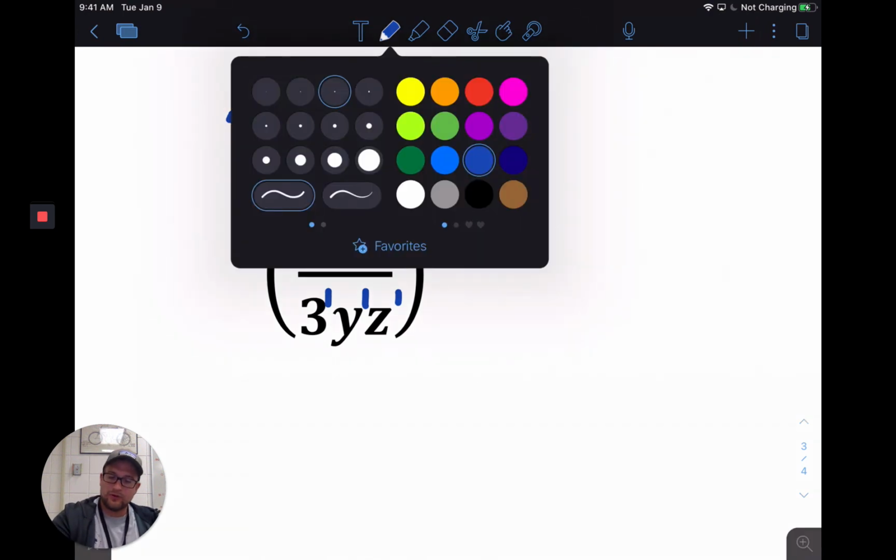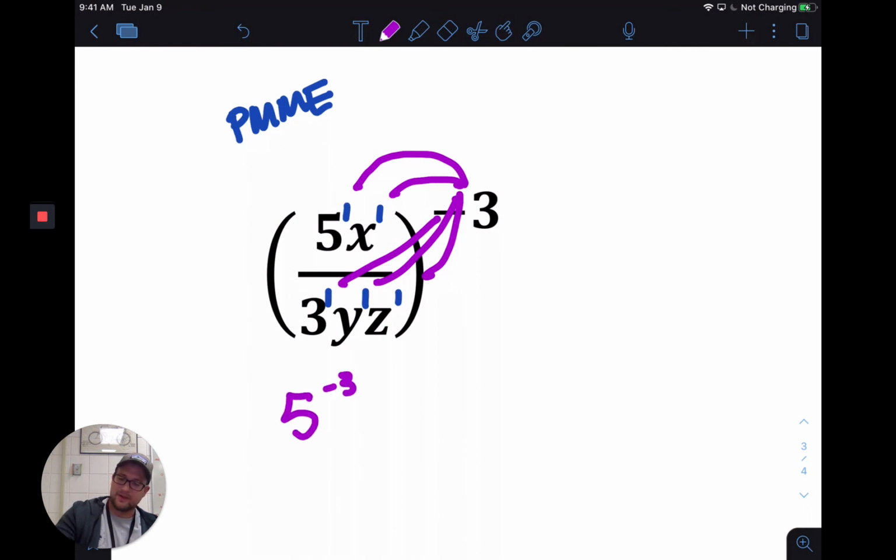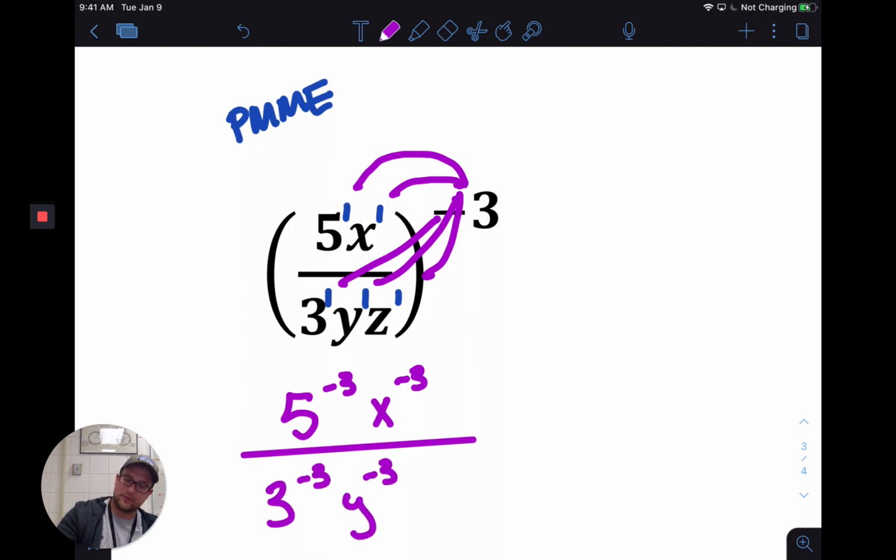And I'm going to multiply this 3 all the way through. So this -3 is going to go to a lot of different places. Now, since there were no exponents, 1 times negative 3 is always going to be negative 3. So my new expression will be 5 to the negative third, x to the negative third, over 3 to the negative third, y to the negative third, z to the negative third. A lot of negative 3's there.